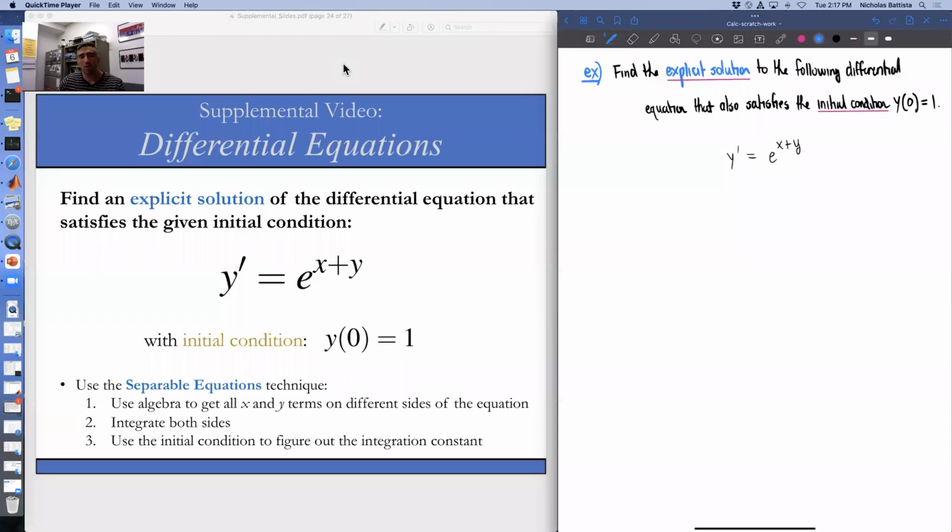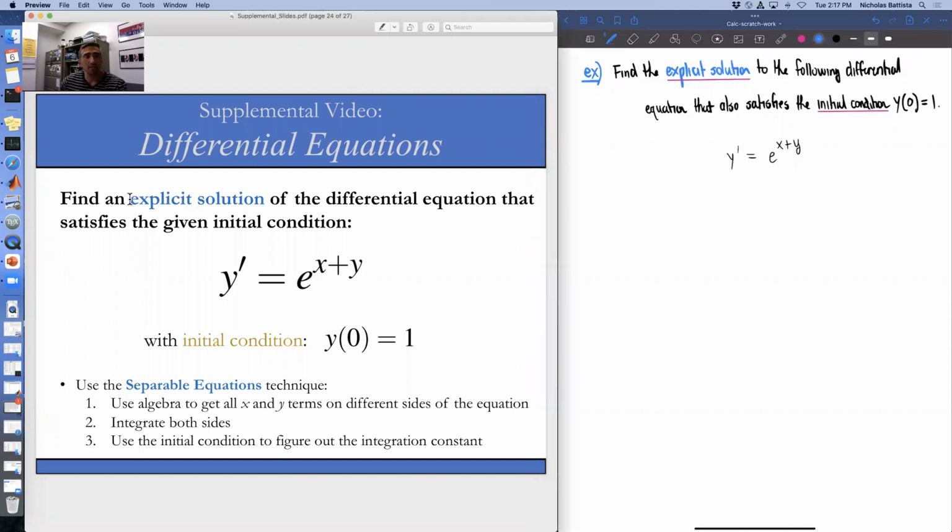In this video, we're going to go over finding the solution to a differential equation that satisfies a given initial condition. We're also going to be looking for an explicit solution of the differential equation, so we'll want our final answer to be in the form y equals some function of x. All right, let's take a look at this differential equation we're given.